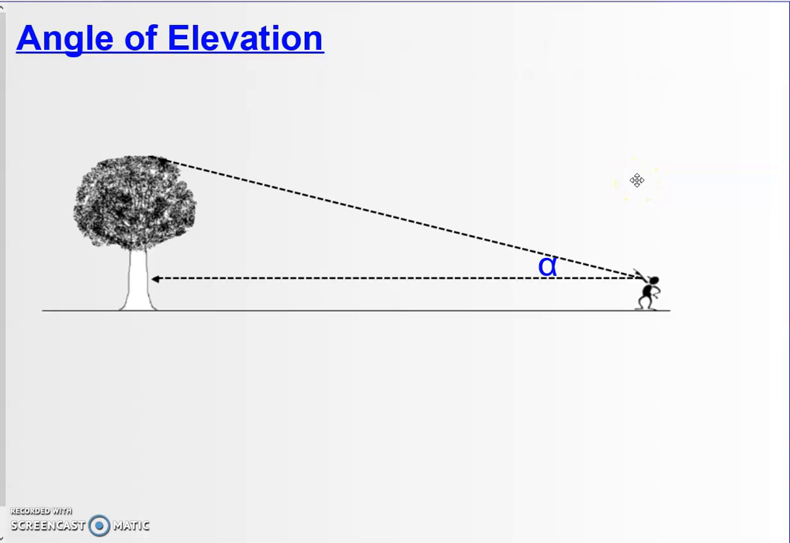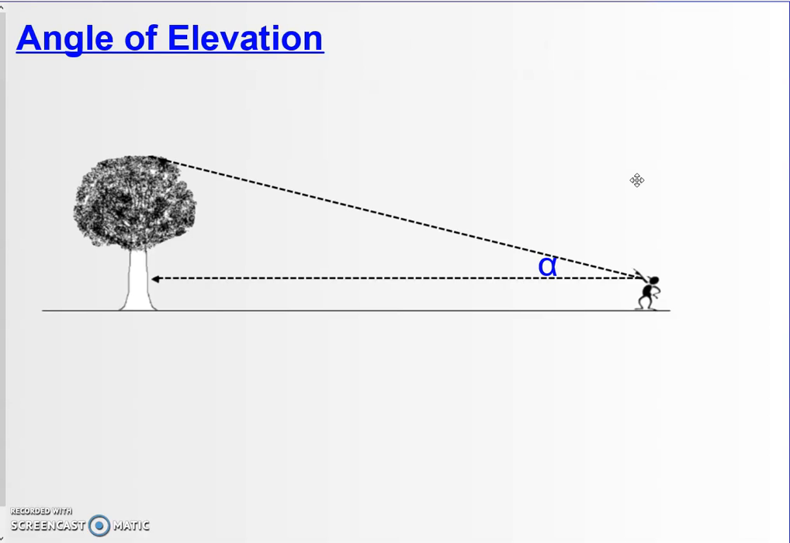Okay, so we just did a quick review of trigonometry the other day, and now it's time to spice things up. And what makes things more exciting than basic right triangle trig? Well, it's word problems.